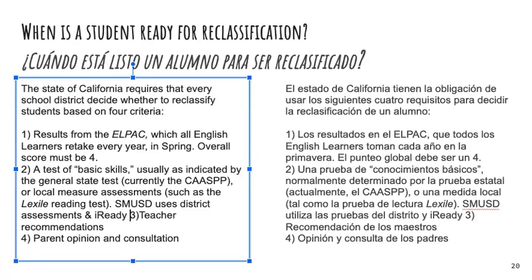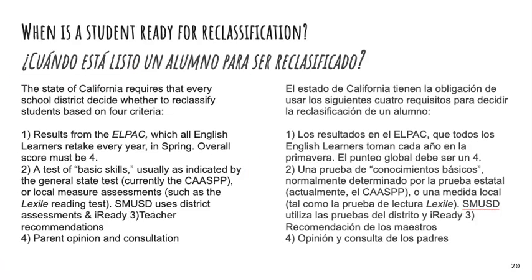How do we know when a student is ready for reclassification? The state of California requires that every school district decide whether to reclassify students based on 4 different criteria. The first is results from the LPAC, which all English learners retake every year in the spring. The overall LPAC score must be a 4 in order for students to reclassify.